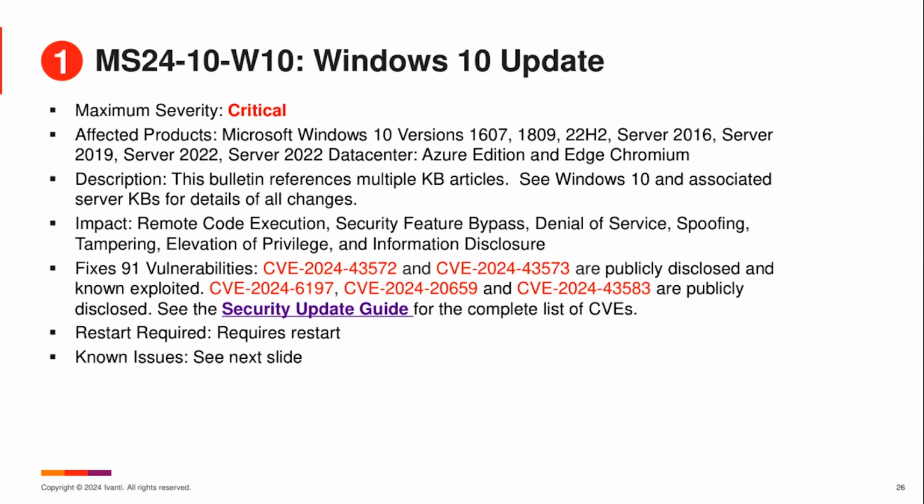Windows 10 update, 91 vulnerabilities, a huge number this month. Very important, obviously, that you apply these quickly. That's why they're rated critical this month. Again, updates across all the operating systems. Same vulnerabilities as far as the publicly disclosed and known exploited that I reported in the previous slide on Windows 11. Again, if you want to know more about these, dig into the individual KB articles.